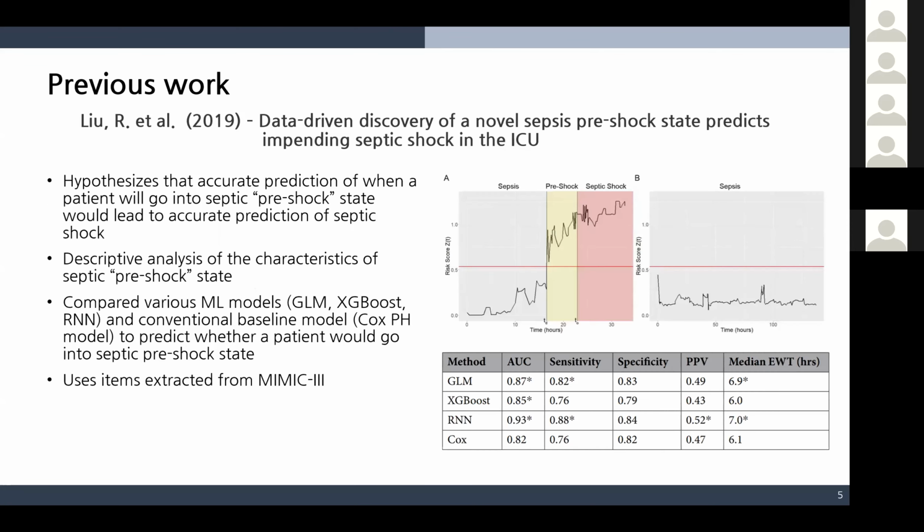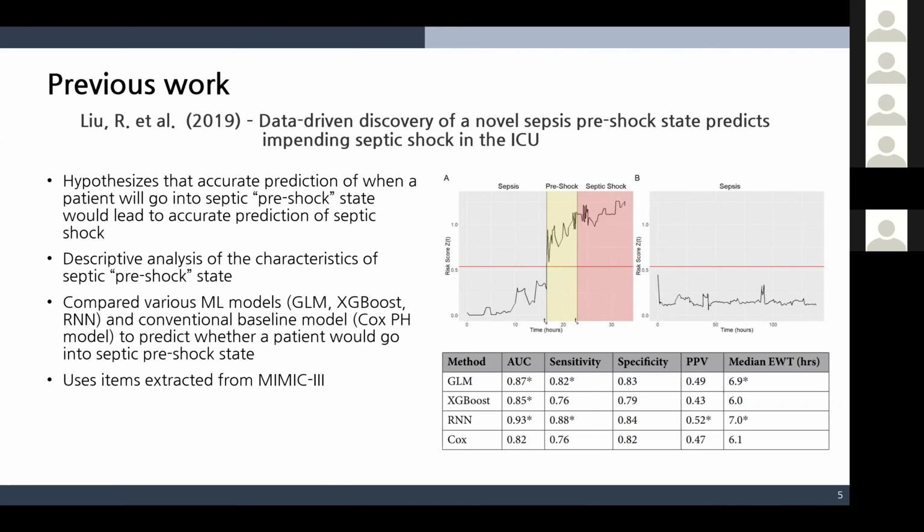One of the recent works in sepsis prediction is the work by Lee et al., which aimed to discover a septic shock pre-shock state that can be used to easily identify septic shock development. They hypothesized that because patients show fluctuating vital signs before they experience the shock itself, as highlighted in yellow in the figure, accurate prediction of this novel pre-shock state would lead to quicker treatment for sepsis patients.